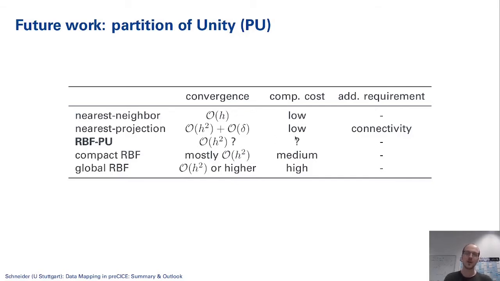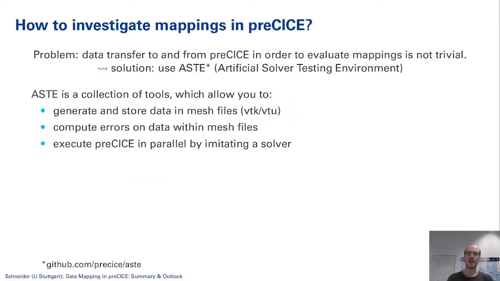And we don't know yet for sure, but we would hope that we get something which is of lower computational cost with the same convergence properties, which is then also applicable, for example, to volume coupling or to large cases in general.